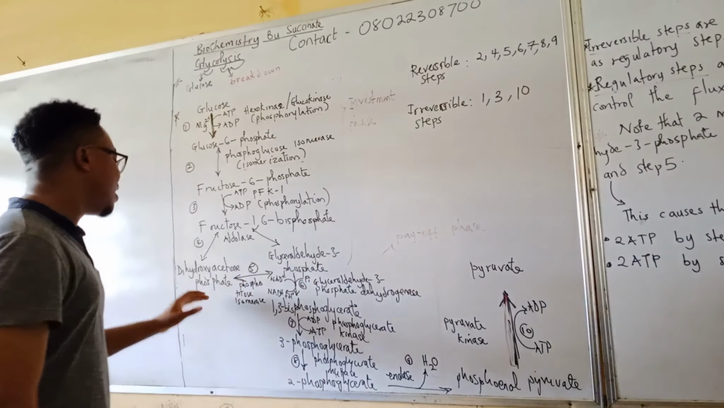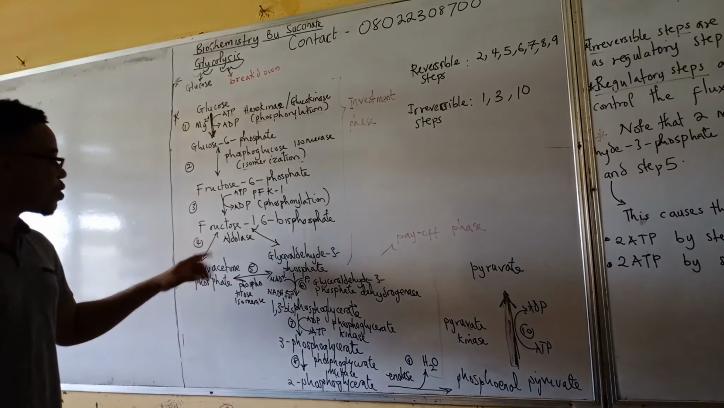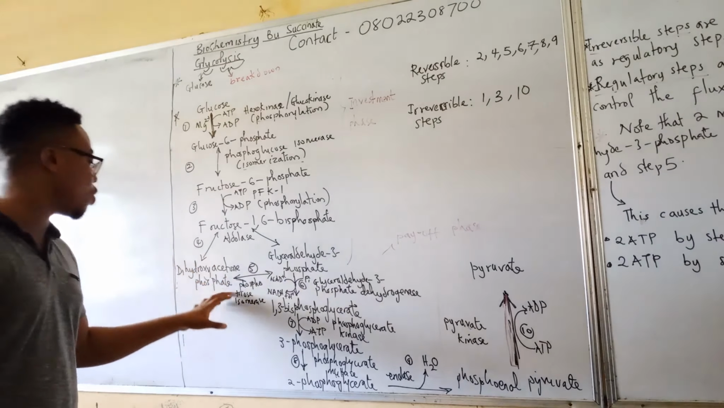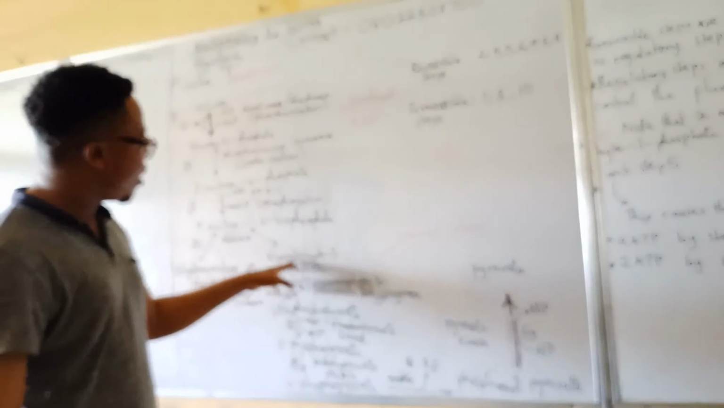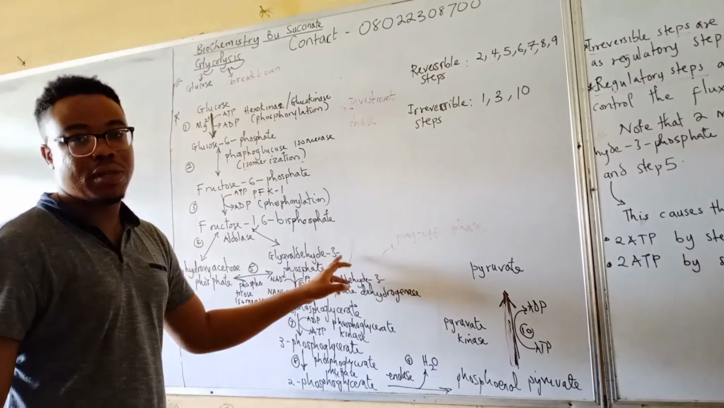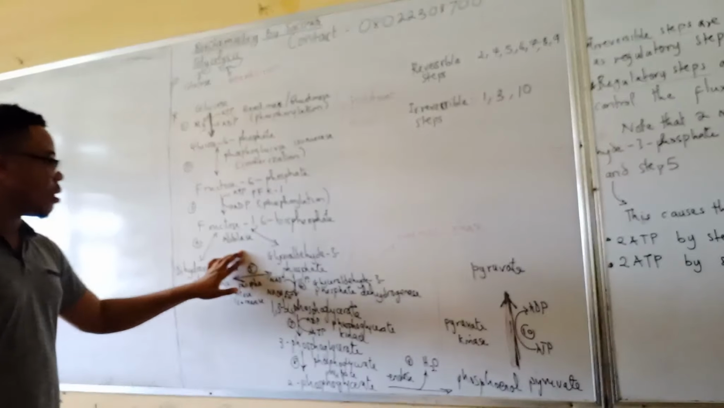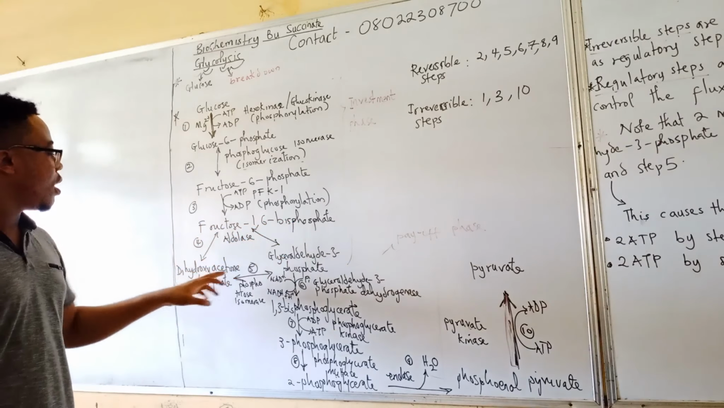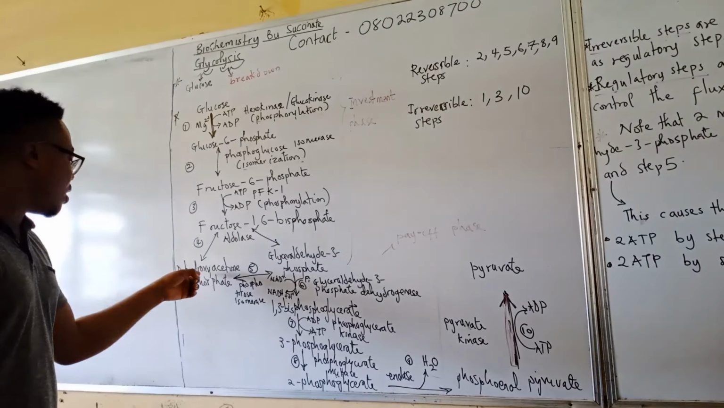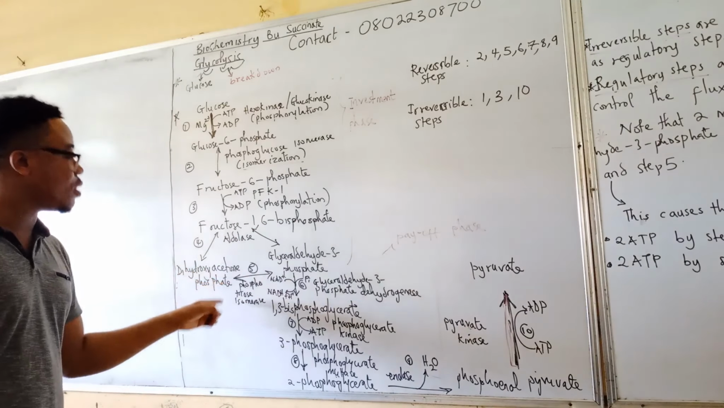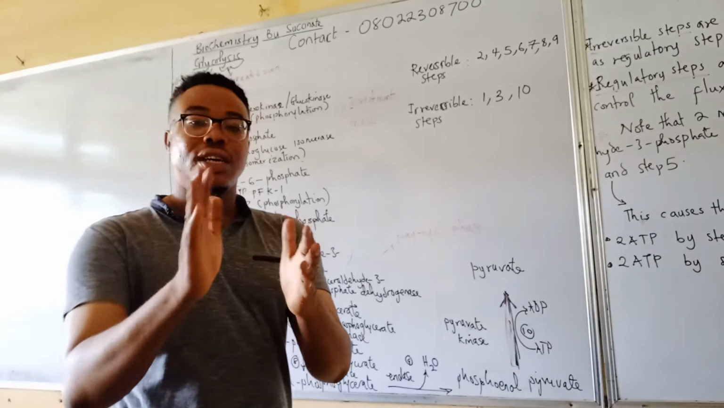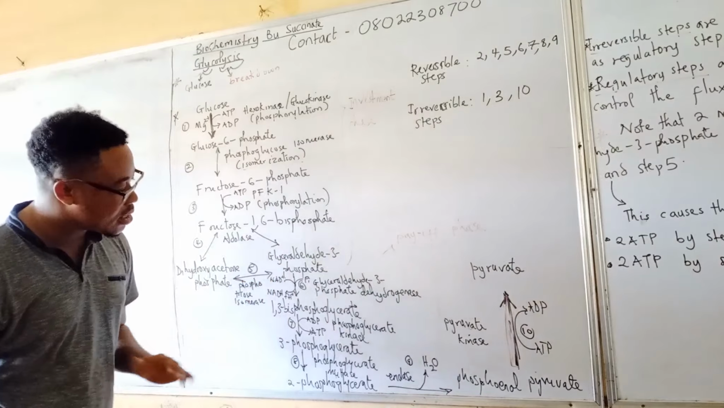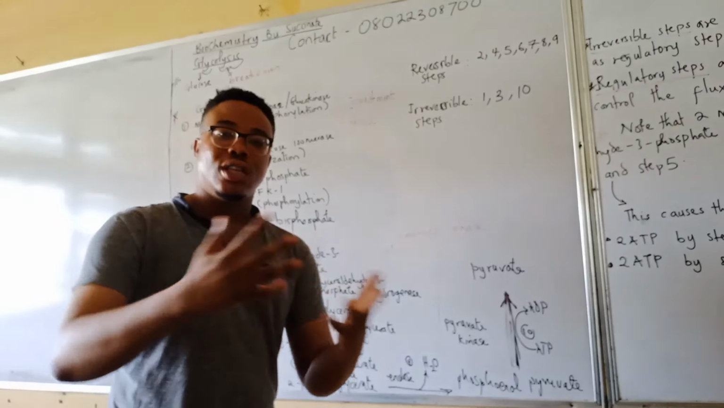Please take note. Now, the next step involves the conversion of dihydroxyacetone phosphate to glyceraldehyde 3 phosphate. This is step 5. Step 4 breaks down this fructose 1,6 bisphosphate. Step 5 converts this dihydroxyacetone phosphate to glyceraldehyde 3 phosphate. Please take note. Then after that step, step 6 involves an oxidation step.